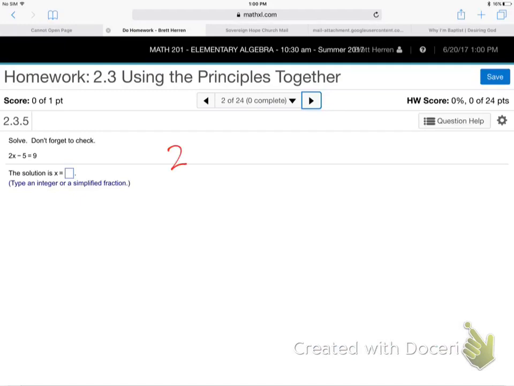So what do we got? 2x minus 5 is 9. There's the wall. Try that one. Do the adding, subtracting first. Save the dividing for last. That's usually the easiest way to go.